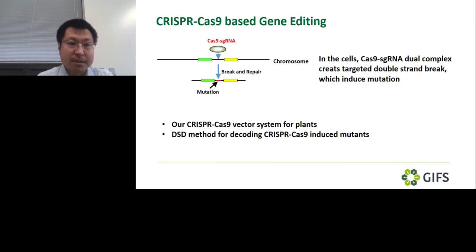First, CRISPR is already a very popular tool for gene editing. Now I will talk about the mechanisms of CRISPR. The Cas9 protein and the sgRNA, as a dual complex, can create double-strand breaks in the chromosome, which would induce mutation through the DNA repair system in the cells.